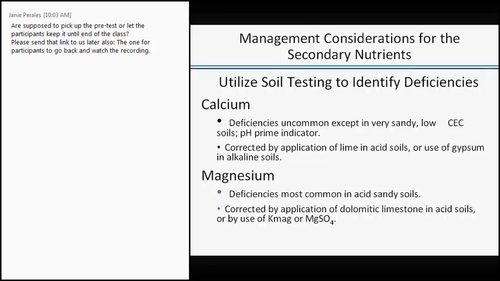We correct it with, we've got acid sandy soils, we're going to add limestone anyway, and so in that particular case we would choose the dolomitic limestone. We can also use potassium K-mag, or the sulfo mag, which is the same thing, or we can use Epsom salt, magnesium sulfate.